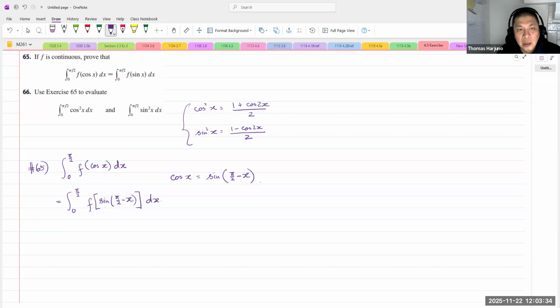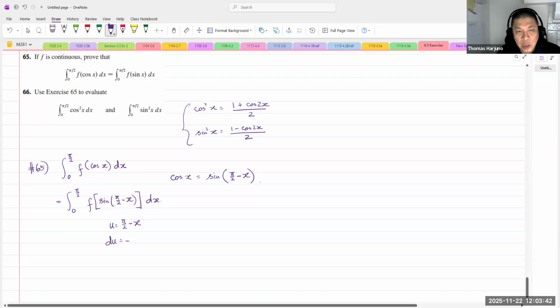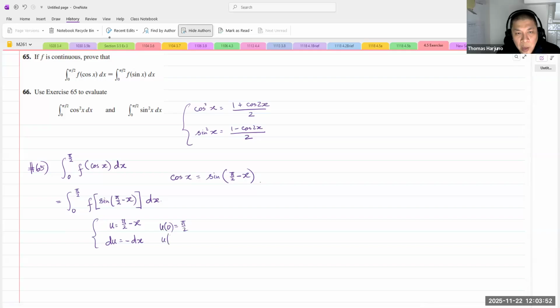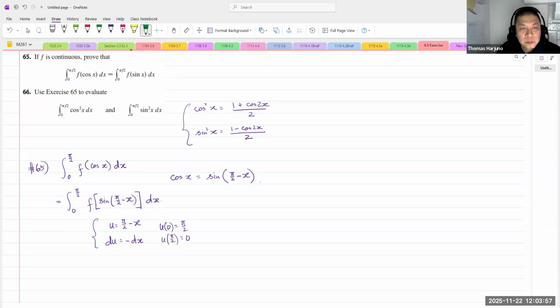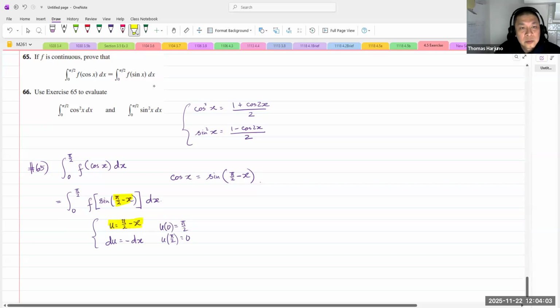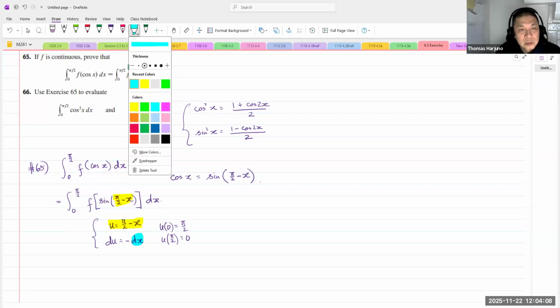dx. And then when I do substitution, I get du equals negative dx. So u at 0 is pi over 2. u at pi over 2 is 0. Let me highlight this. This is my substitution. This is my dx. And this is my limits of integration.